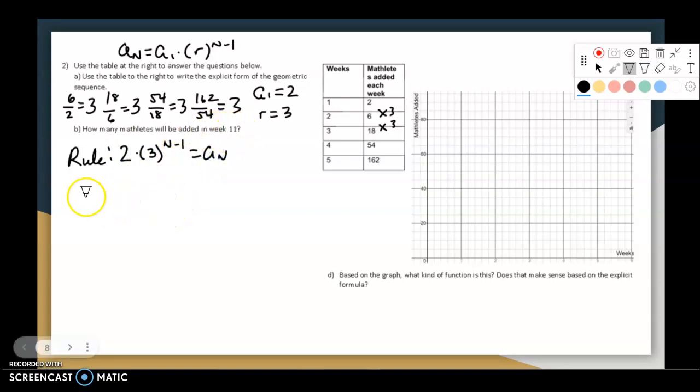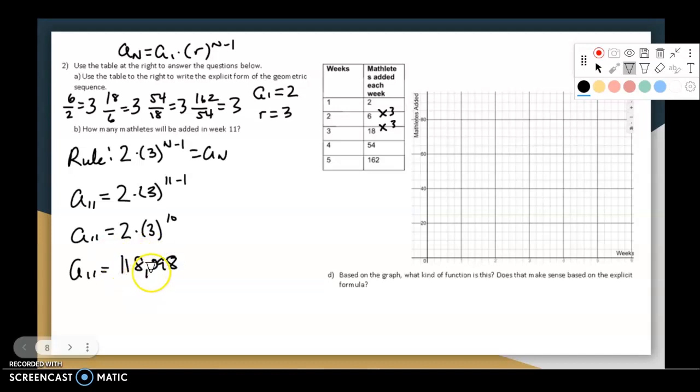Now, in week 11, that would mean I'd want to find a_11, the 11th term. So I'd have to put 11 in for n. So a_11 is 2 times 3 to the 10th, and that makes a_11 118,098. If you type it into a calculator, that will give you 118,098 mathletes. All right, that is your 11th term. In the 11th week, there'll be 118,098 mathletes in the program.